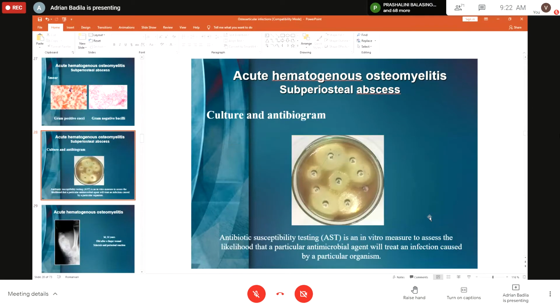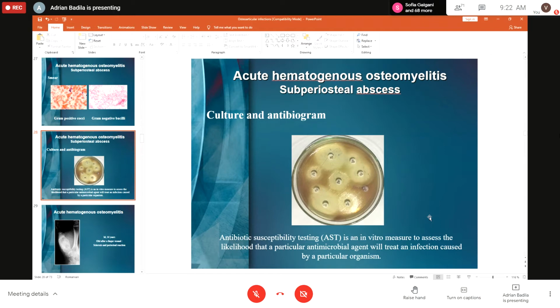An image with a culture and antibiogram. As you can see, we have the culture, we have pills with different antibiotics, and these antibiotics will kill the bacteria around the pill for different distances. And this is how you can say which is more effective against this kind of bacteria.